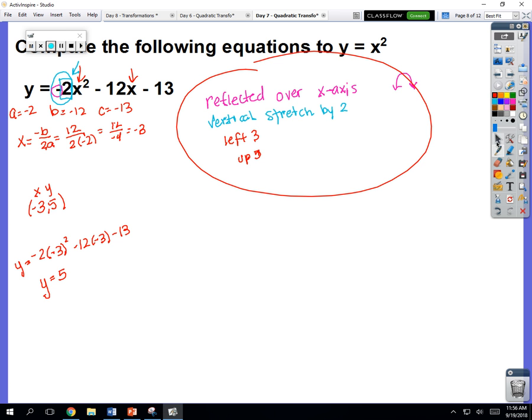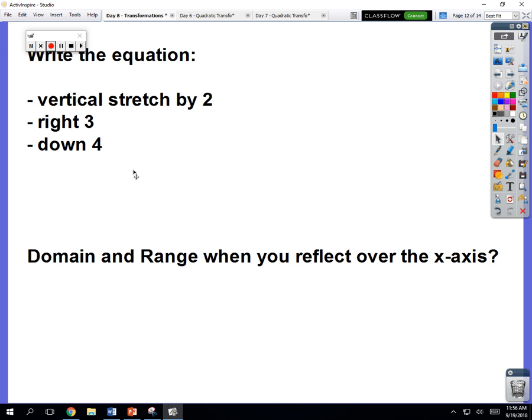Now, what you did today, I gave you the shifts, and you had to go backwards and write the equation in vertex form. So again, remember, vertex form: y equals a times x minus h squared plus k. I'm not going to make you write the equation in standard form.